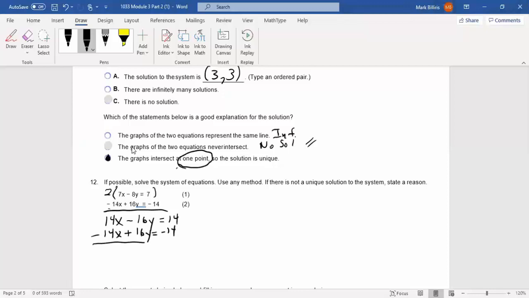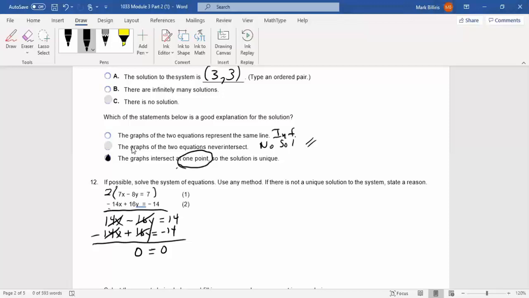And now look what happens. My x's are eliminated, exactly what I wanted, but also my y's are eliminated. So on the left-hand side, that leaves me 0. On the right-hand side, I have 14 minus 14, which also equals 0. So since my variables are eliminated, I'm not going to have a single solution. I'm either going to have no solution or an infinite number of solutions.